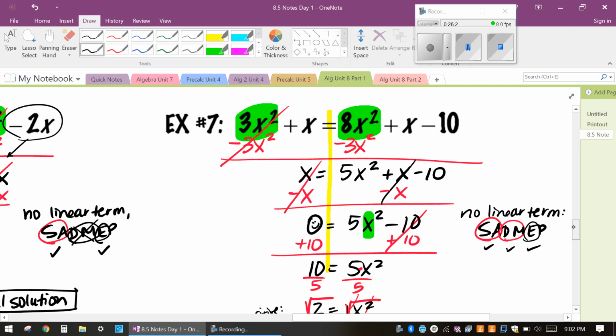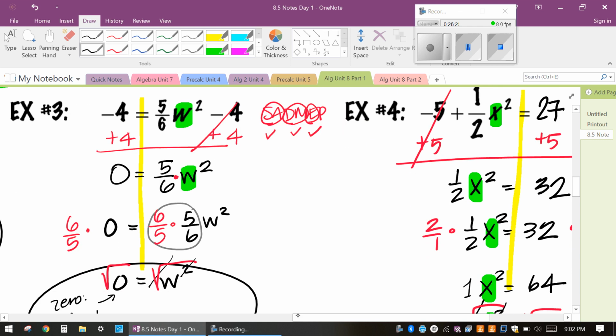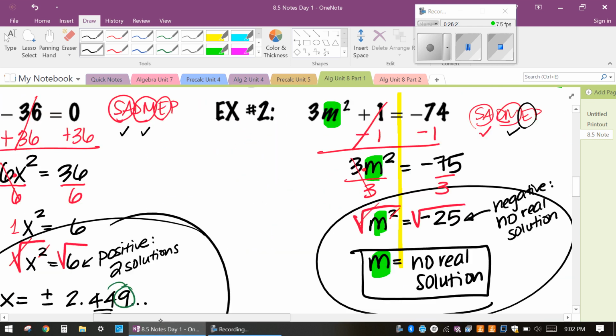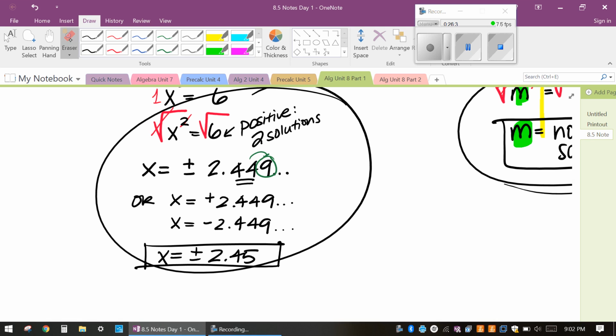So I'm thinking back to that first example that we did when we square rooted 6. We should have used a squiggly equal sign here. Squiggly equal sign plus or minus 2.45. So if you round an answer, please put a squiggly.